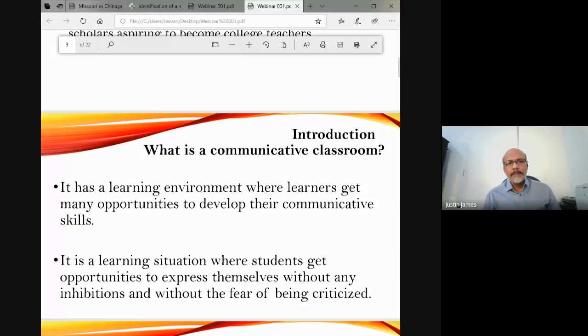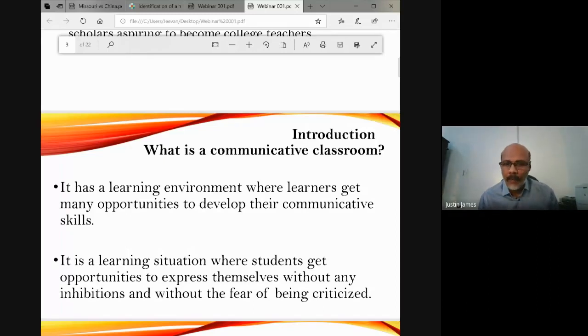As an introduction, why do we need to have a communicative classroom? Because a communicative classroom has a learning environment where students are given an opportunity to develop their communicative capabilities. When they learn a language, they have to be proficient in all the language skills. They should be able to listen, understand, speak, then read and write. Unless they get enough exposure to each individual skill, they will not be able to be successful in utilizing that particular skill in their day-to-day life.